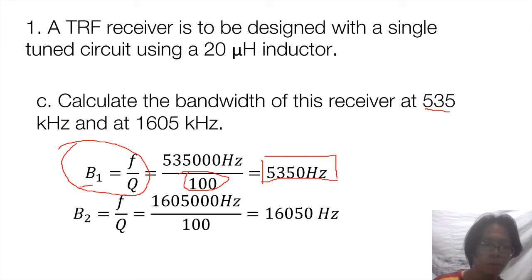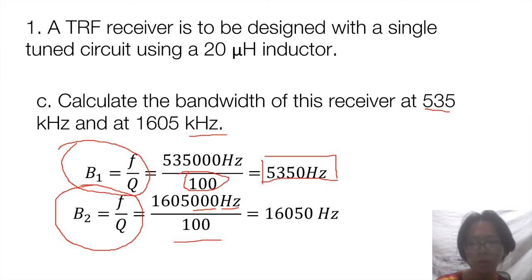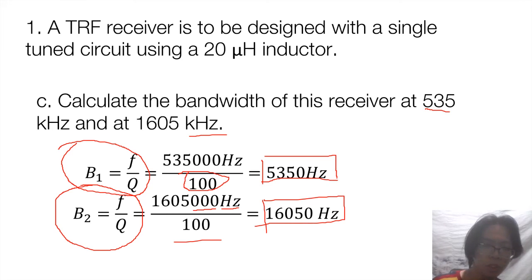And for the upper frequency, we simply use the same equation: frequency divided by our quality factor, and that will be 1605 and 000 hertz, because it is in kilohertz, divided by our quality factor, which is 100, and then we end up with 16,050 hertz, or 16.05 kilohertz.